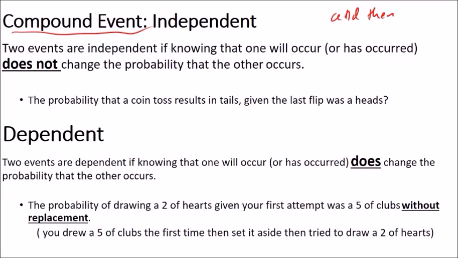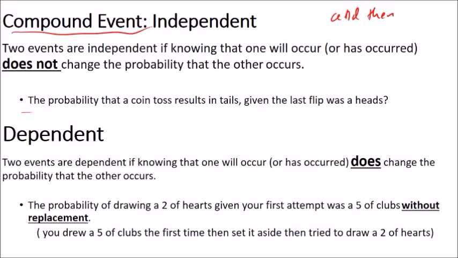The probability that a coin toss results in tails, given that the last flip was a heads. So when you flip a coin the first time and you get a tails, when you go to flip it again, it doesn't matter what you got last time. It's not going to affect what you get this time. Each time you flip a coin, it's never going to change what you get the next time. That's why we say those are independent. Another example might be rolling a die. If you roll a die and get a 5, that's not going to affect what you get next time. It's all just random chance every single time.